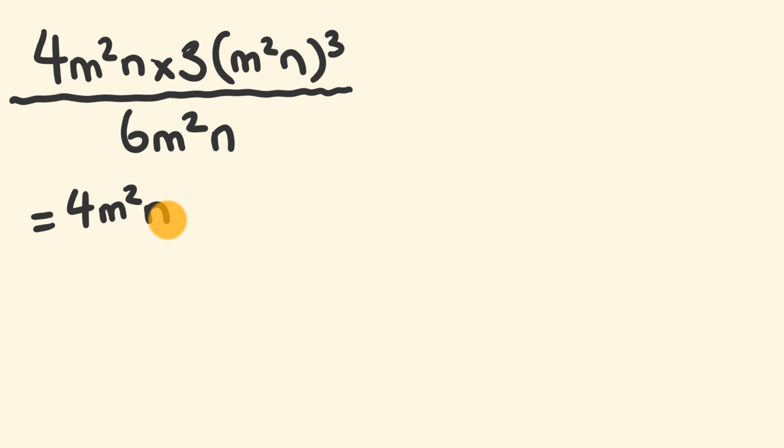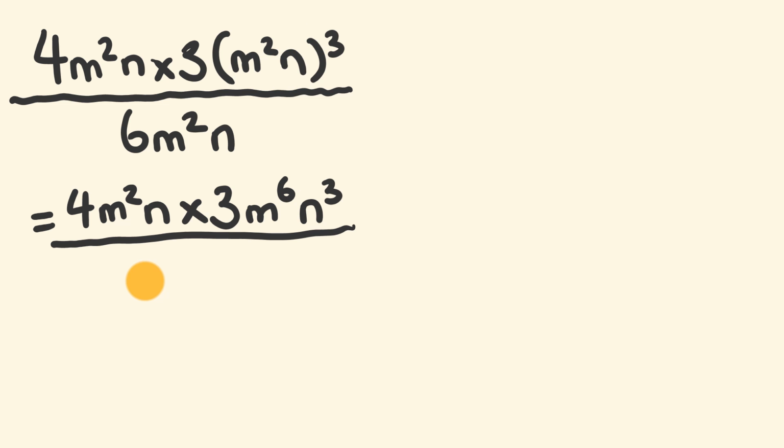So m squared to the power of n, because really at the moment, what I want to do is open up these brackets here. So that's going to be 3 multiplied by m squared to the power of 3. Remember that index law? We multiply these guys. So this is going to be m to the power of 6, and we have n to the power of 3. Let's put that all over the top of 6m squared multiplied by n.